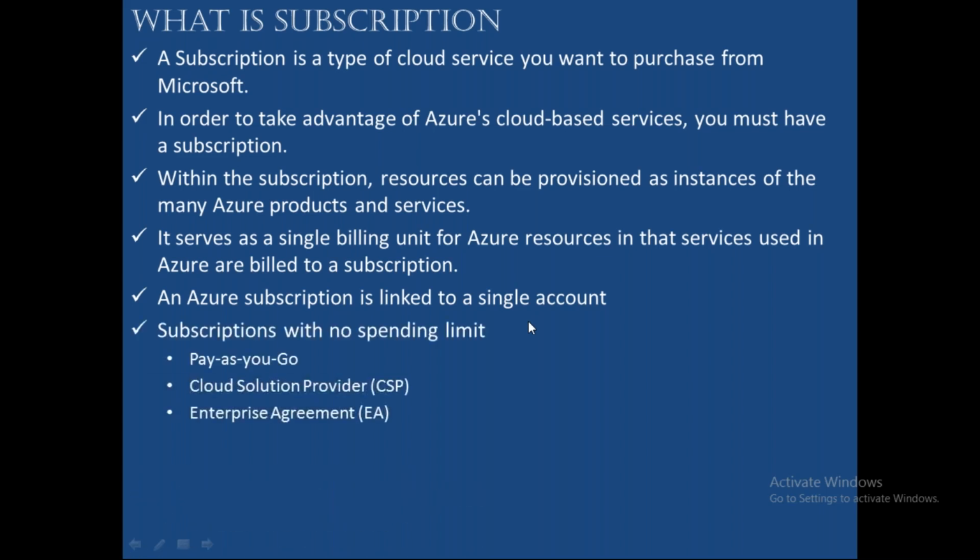Next, subscriptions with no spending limit. So there is no limit. As much as you want, you can spend. Such subscriptions are pay as you go, cloud solution provider, enterprise agreement. So these are some subscriptions which don't have any limit. Next, subscriptions with a spending limit. You have some limit. If you go with Visual Studio, this will be $150 per month. Free trial, it's a one time $200. Now, how to create a free trial we are going to see today.